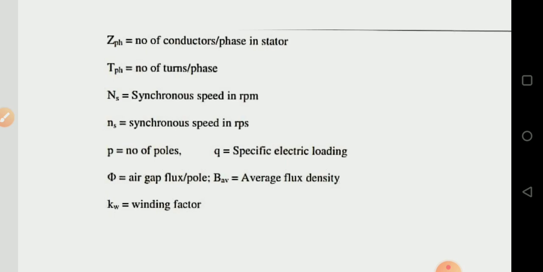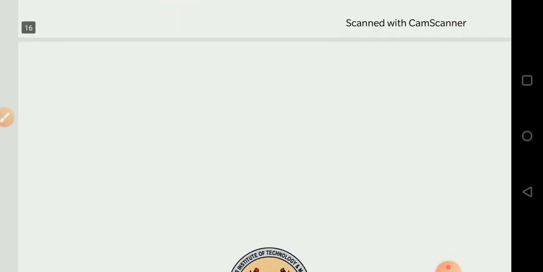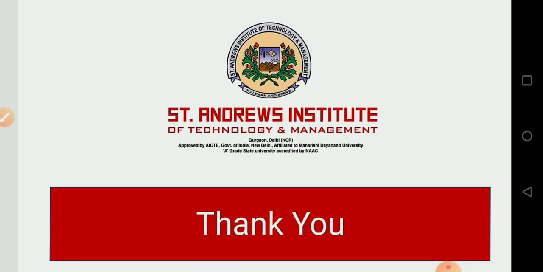So these are the equation parameters for the output of the synchronous machine.